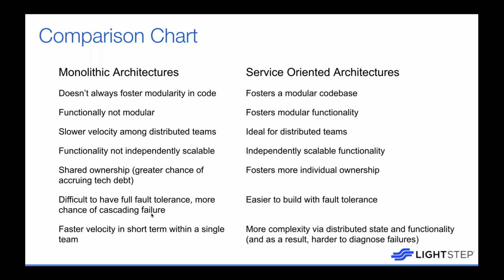Monoliths also are more difficult to create as fully fault tolerant, so there's more chance of cascading failures. And that's just because in a monolith, there are a lot more dependencies between different features and different functionalities. So if one portion breaks, there's a much greater chance of having a cascading failure. Whereas with microservice-based architectures, it's sometimes easier to build with more fault tolerance.